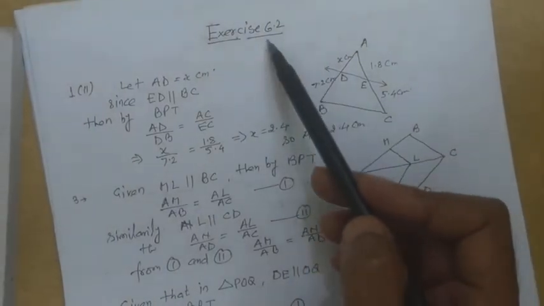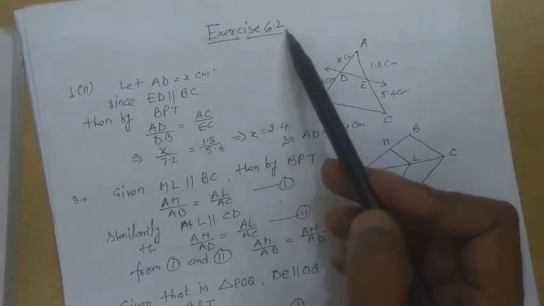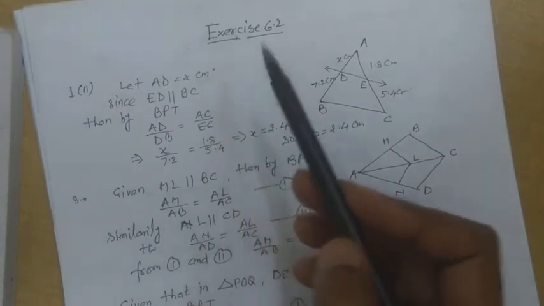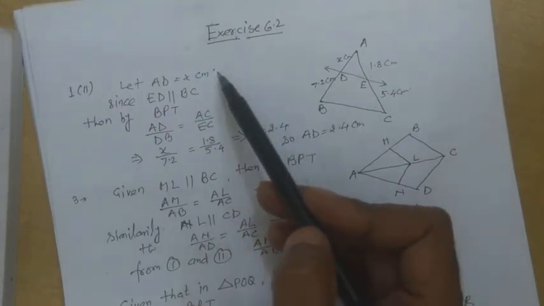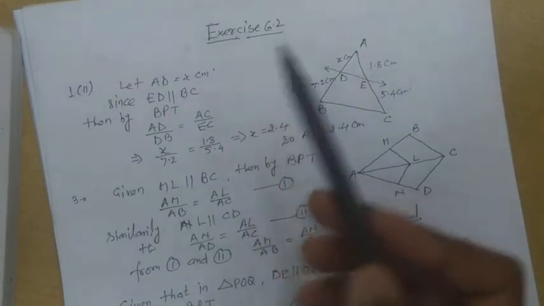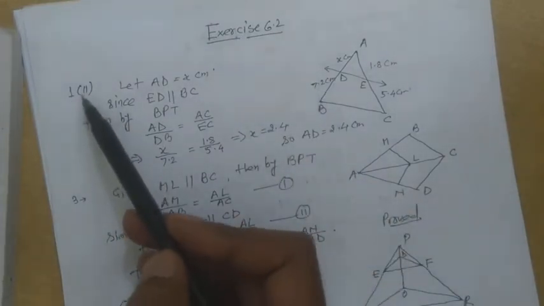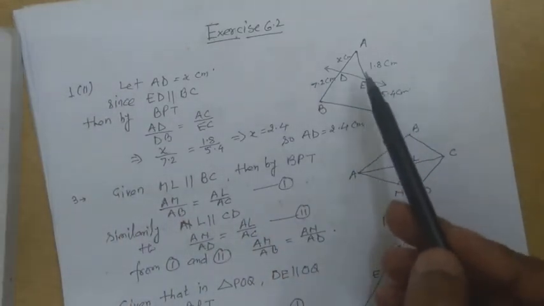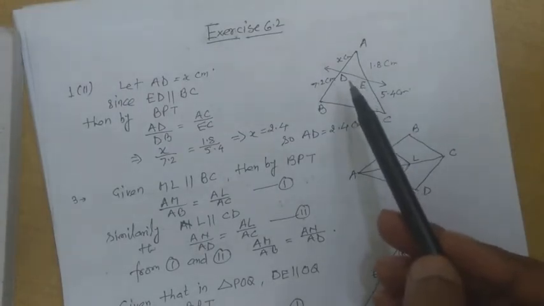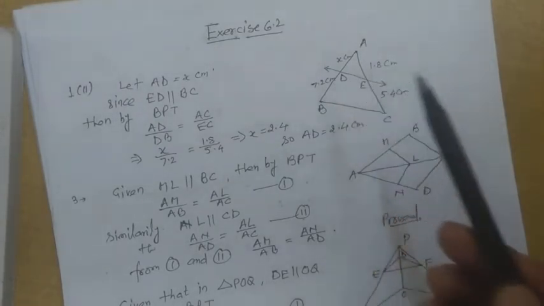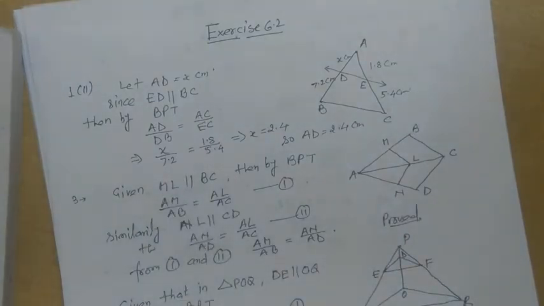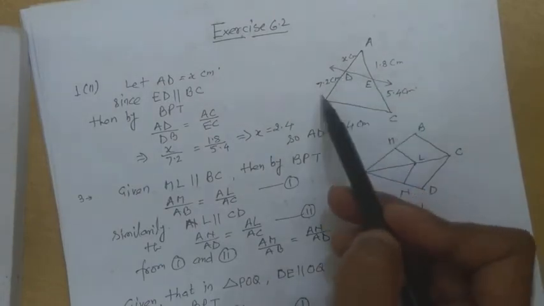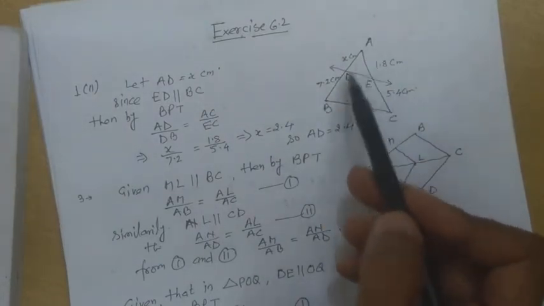Here we are going to solve exercise 6.2, which is based on the BPT and converse of BPT. It implies it is based totally on Thales theorem and converse of Thales theorem. Let's try the second part of the first question, which says DE is parallel to BC and we have been given some units and we have to find AD.